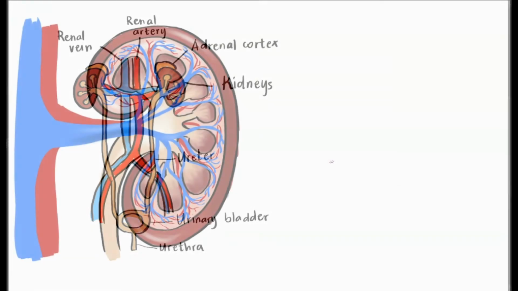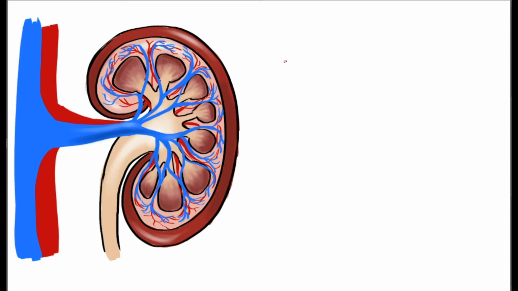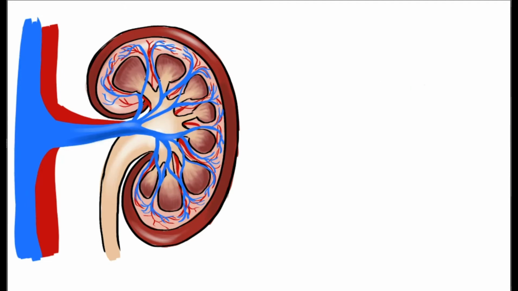The key organ in the system is the kidney. Our body has two of them. It has two sections, the renal cortex and the renal medulla. Kidneys cleanse the blood, and the waste byproduct is our urine.